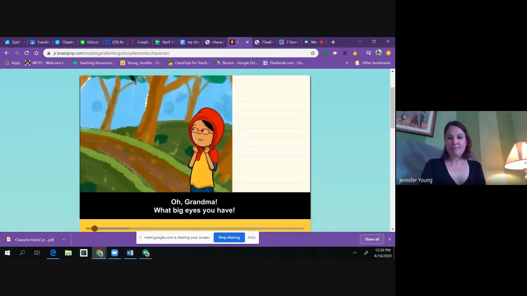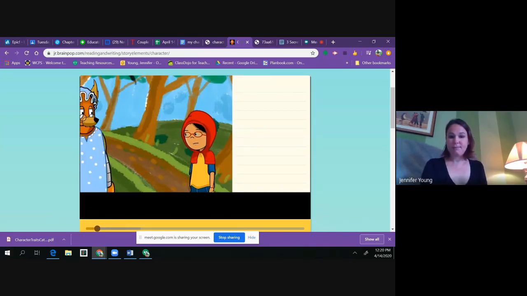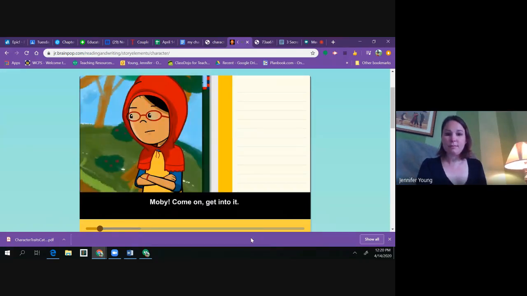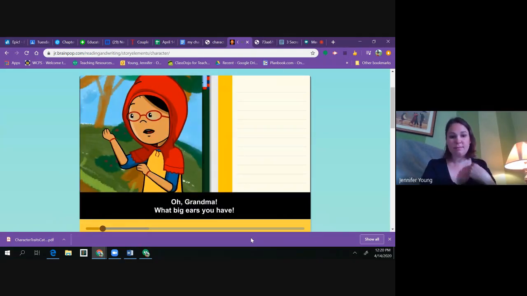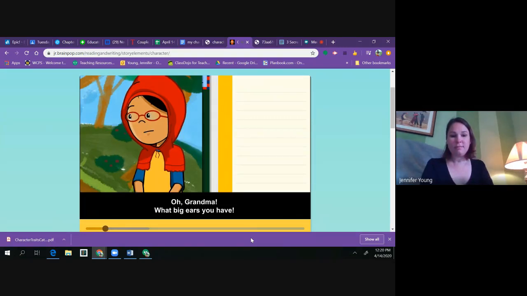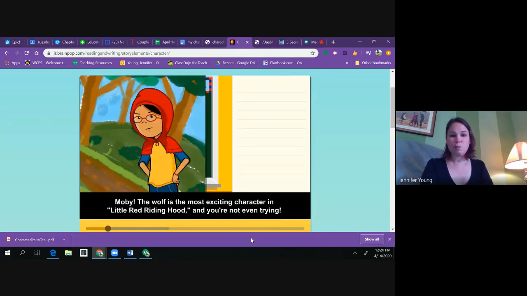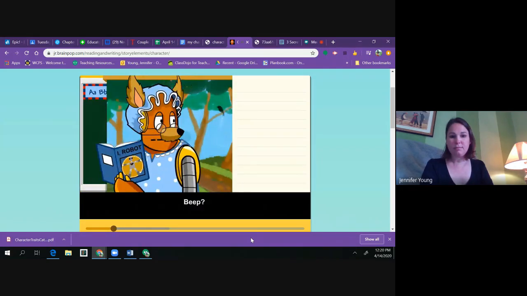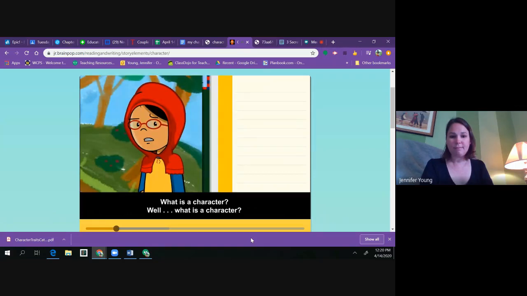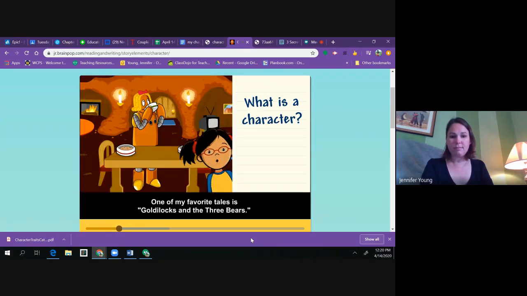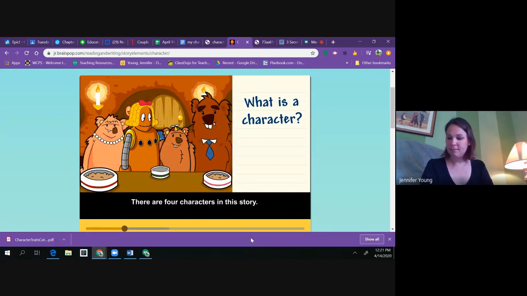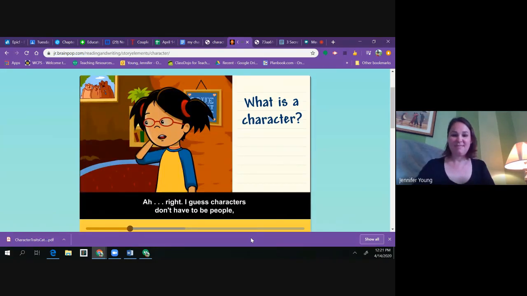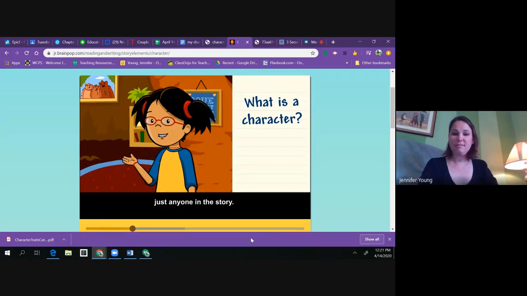Oh, Grandma, what big eyes you have. Moby, come on, get into it. Oh, Grandma, what big ears you have. Moby, the wolf is the most exciting character in Little Red Riding Hood, and you're not even trying. What is a character? Well, what is a character? One of my favorite tales is Goldilocks and the Three Bears. There are 4 characters in the story. Characters are the people in the story. Right. I guess characters don't have to be people. Just anyone in the story.